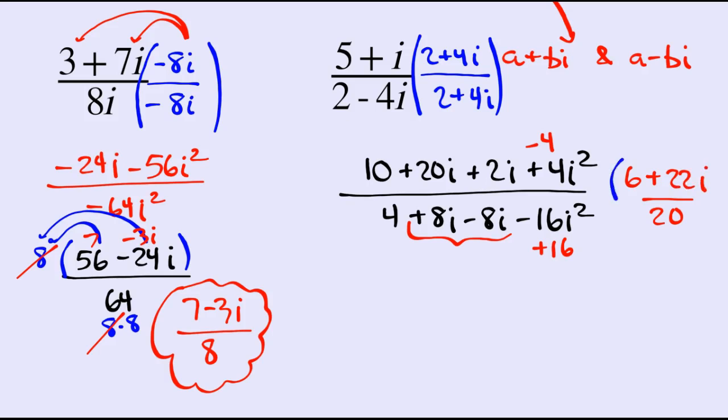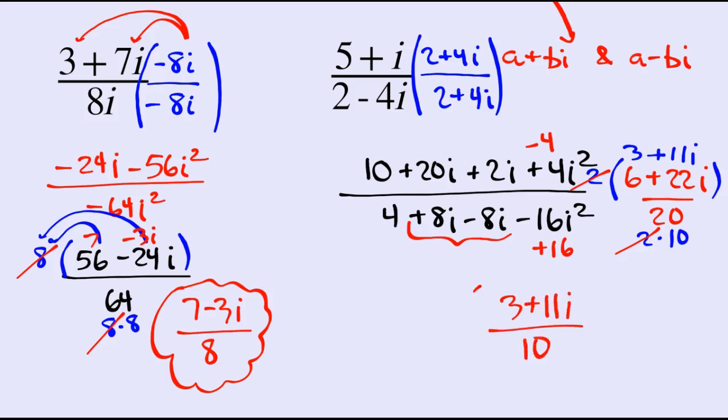And you can go ahead and factor out a 2 there. So take a 2 out of each one of those. I'm left with a 3 plus 11i. Take a 2 out of the bottom. I have a 2 times 10. And then I can go ahead and get rid of those common factors of 2 in the top and bottom. So my final answer is 3 plus 11i all over 10.